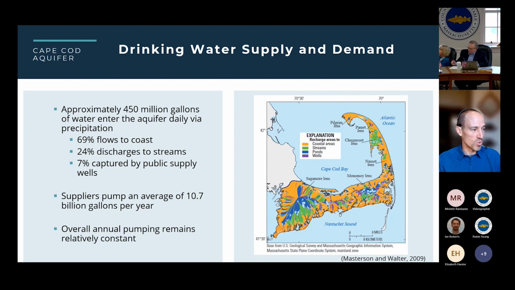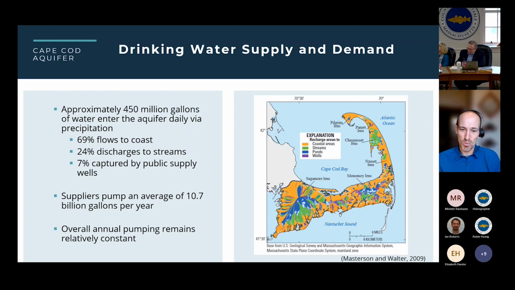So what we found is that all of the community water suppliers, and again, that doesn't include private wells, it doesn't include some smaller water suppliers that are not considered public water supplies, but the public water supplies pump an average of 10.7 billion gallons per year. And what we've found is that over the last 20 years or so, that overall total has remained relatively constant.